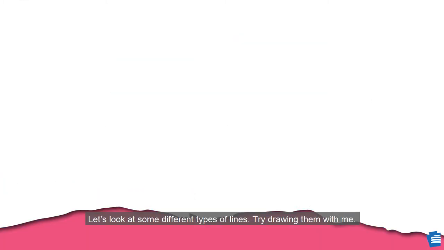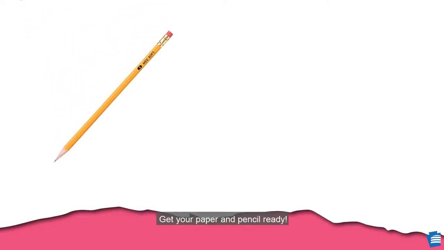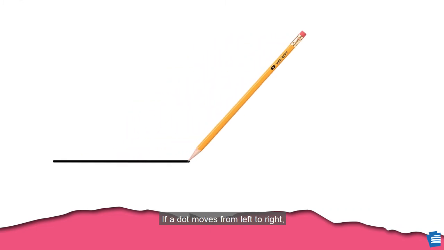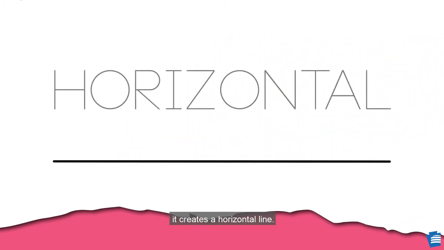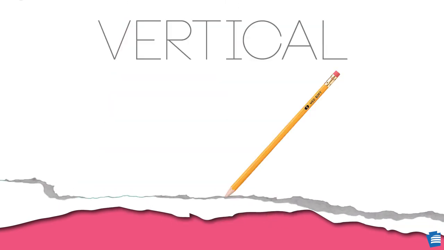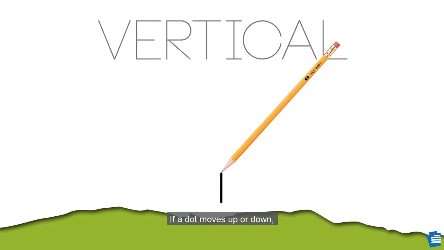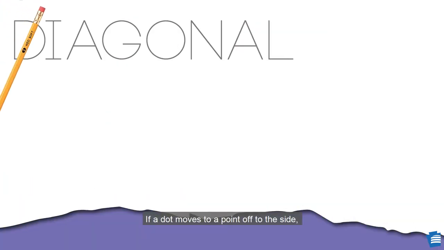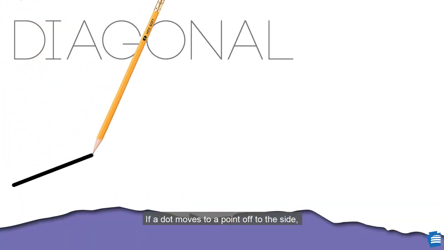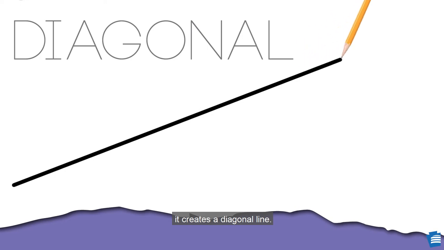Let's look at some different types of lines. Try drawing them with me. Get your paper and pencil ready. If a dot moves from left to right, it creates a horizontal line. If a dot moves up or down, it creates a vertical line.